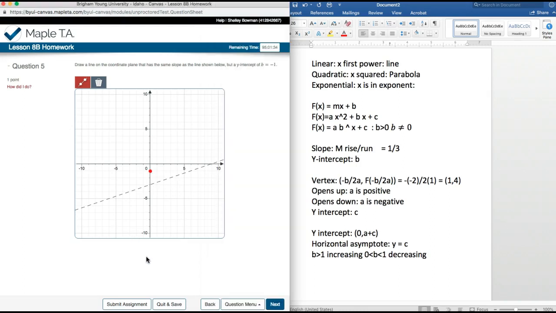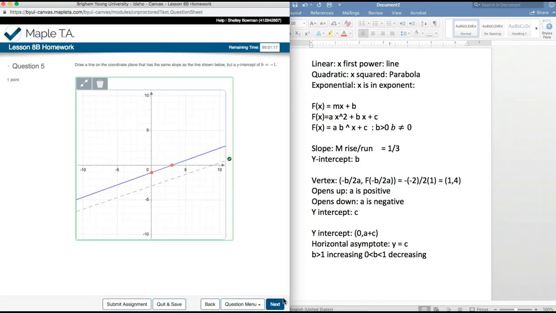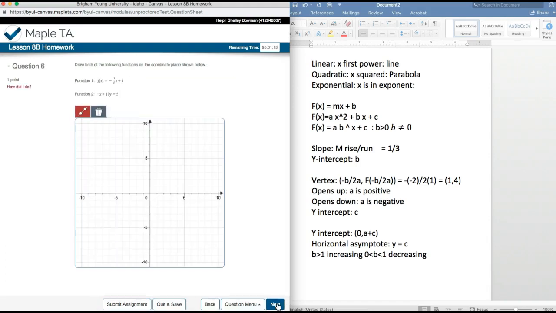The reason that's helpful to find is that from my point here, I can now go up 1 and over 1, 2, 3 to find the next point for my slope so that I can make these identical slopes. Let's verify that this was good and move to the next question, number 6.